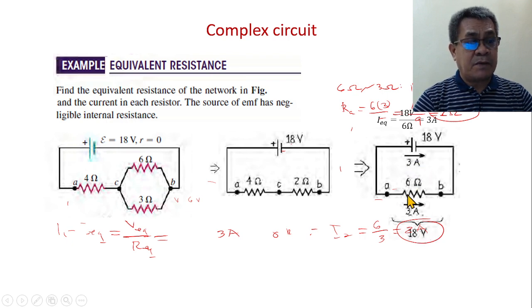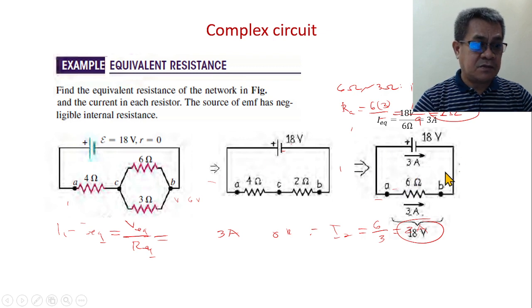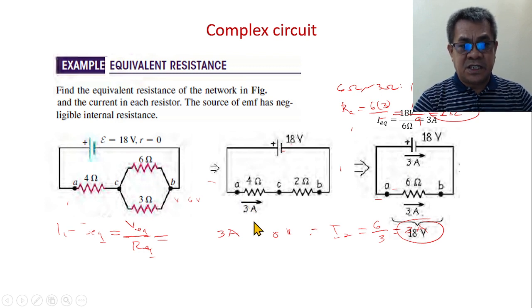Whatever current passes through at this point is the same throughout, because this is in series, also this one. So this must be 3 amps also, because this is 6 volts, 3 ohms. So therefore this must be 3 amps also. And this is also 3 amps.